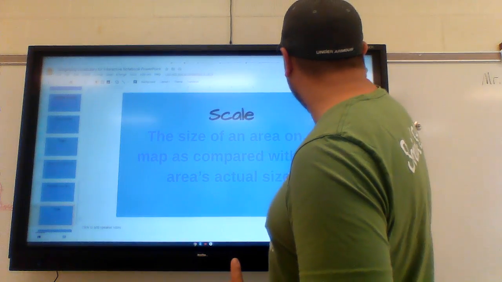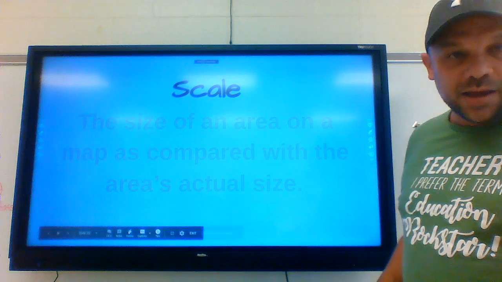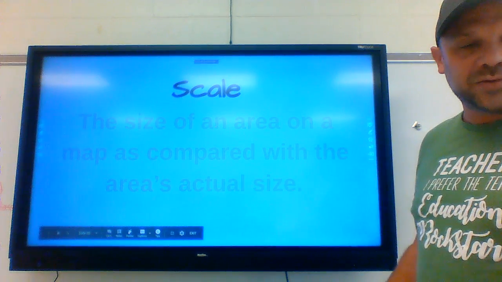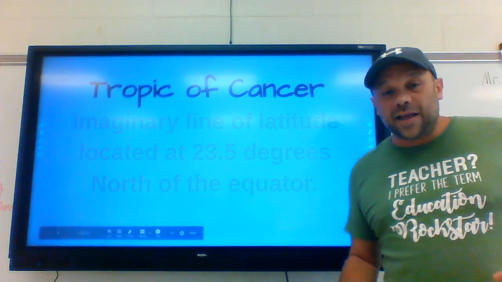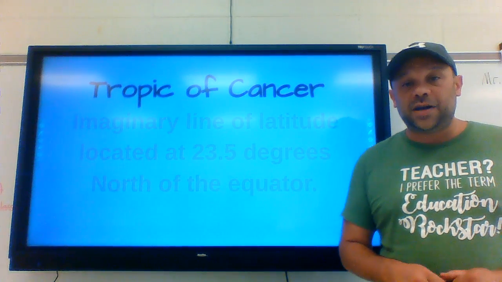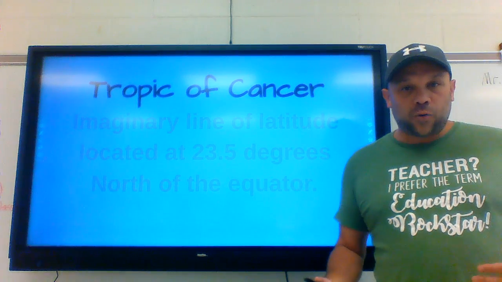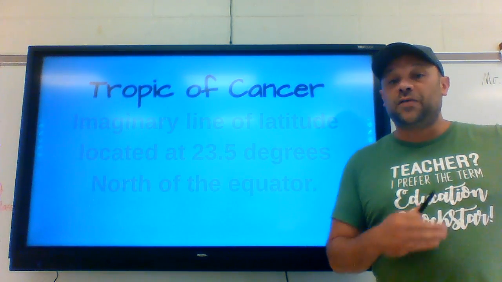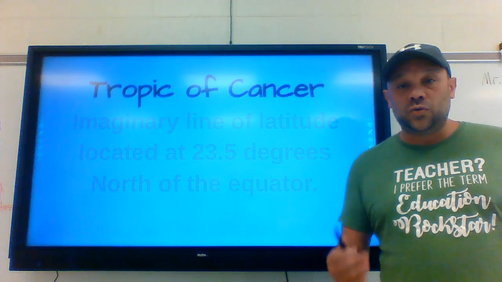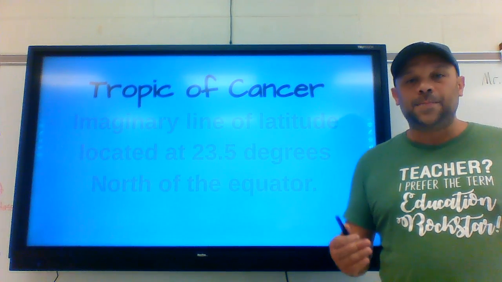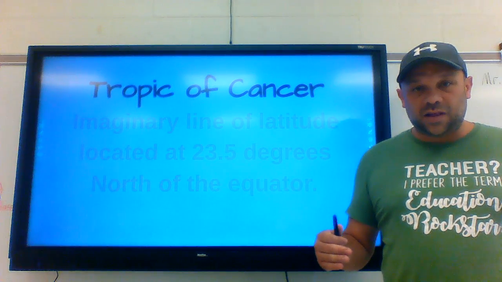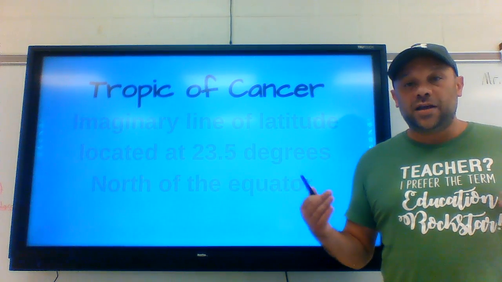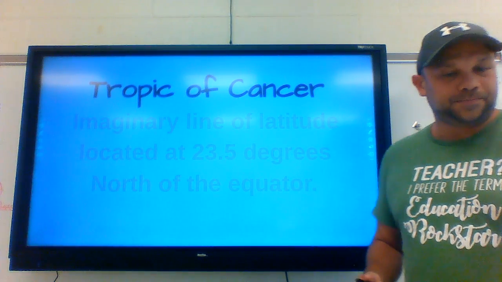All right. So we'll present one more time. All right, we're going to leave scale. We're going to move on to those last couple of terms. Tropic of Cancer, we said we would talk about this one just a minute ago. Where the Tropic of Capricorn was 23.5 degrees to the south of the equator, the Tropic of Cancer is 23.5 degrees north of the equator, okay? And again, it's just one of those latitude lines that we use to determine location.